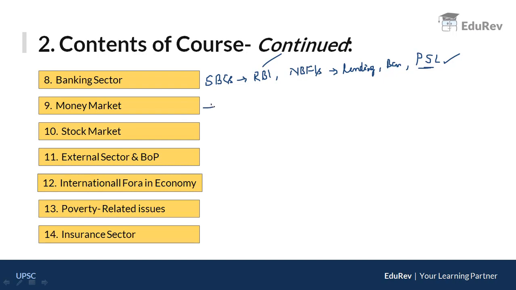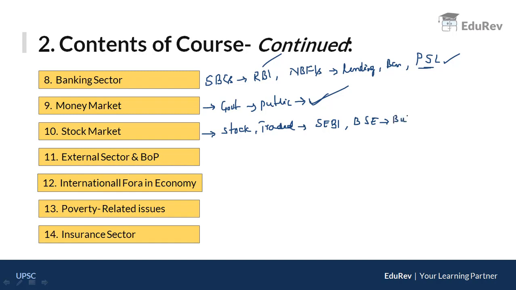And in the money market, we'll be looking at how public money is managed in the economy and how the government borrows from the public so that it does not create a crowding-out effect in the banks. All of them will be discussed here. Next, coming to the stock market, here we'll understand what a stock is, how stocks are traded, and certain regulators like SEBI and the Bombay Stock Exchange. Apart from that, we'll understand the meaning of bull market and bear market, which we generally see in the news, right. All of them will be discussed here.